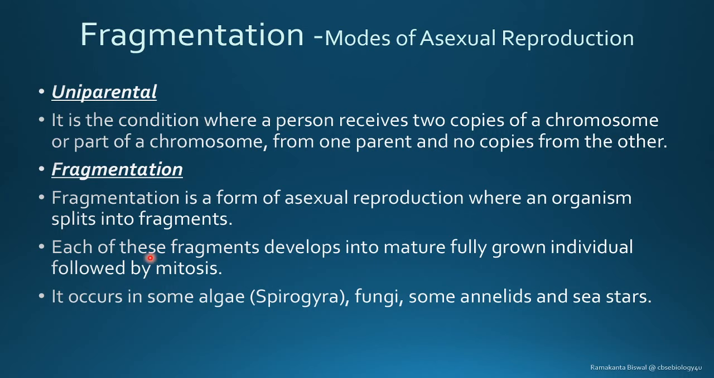Now there are two more concepts, that is fragmentation and regeneration. We all know about it. You have learned in class 7th, 8th, or sometimes again in class 10th also. So the fragmentation process is asexual reproduction, where an organism matures, grows, and fragments itself into a number of pieces, and each fragment then develops into a mature or fully grown individual, followed by mitosis. Typically it occurs in Spirogyra, a typical example. Also in some of the fungi, some of the annelids, some of the sea stars.